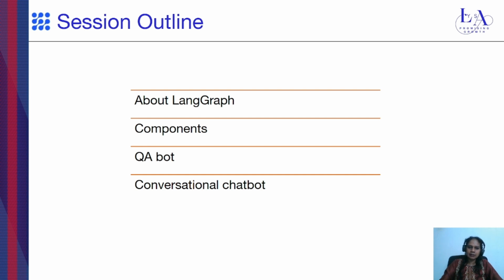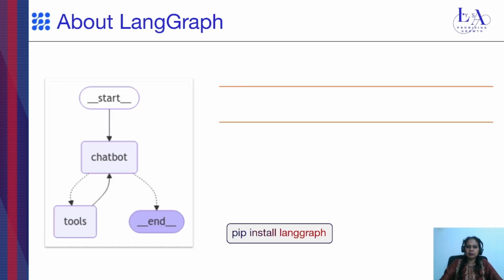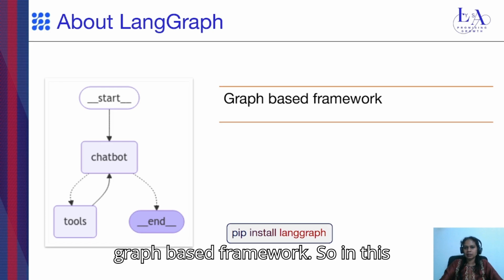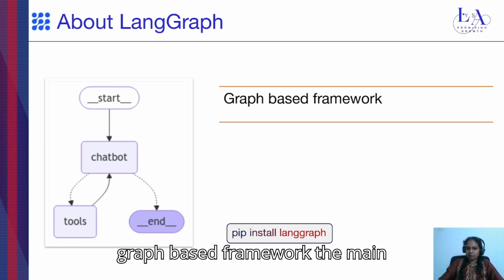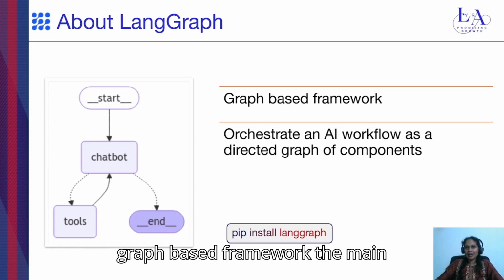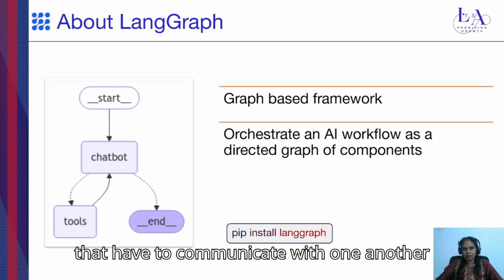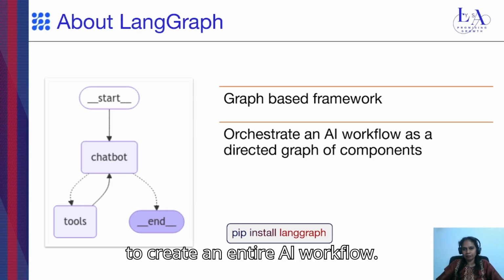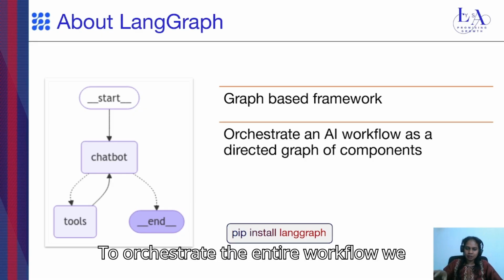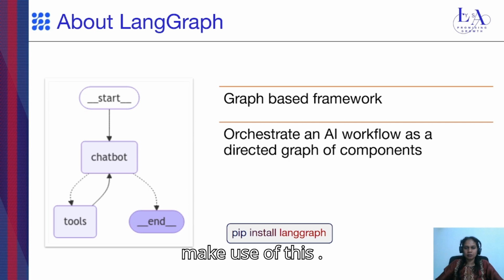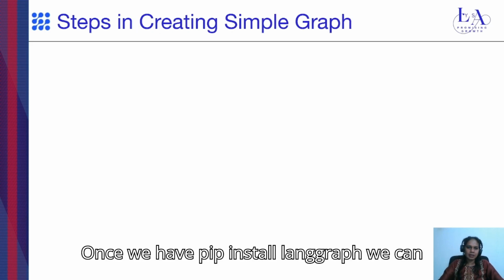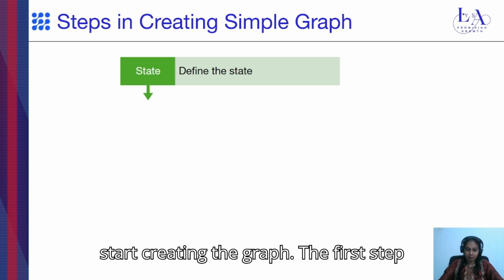A LangGraph is a graph-based framework. In this graph-based framework, the main idea is there are a lot of components that have to communicate with one another to create an entire AI workflow. To orchestrate the entire workflow, we make use of this LangGraph. Initially, we pip install LangGraph. Once we have pip installed LangGraph, we can start creating the graph.